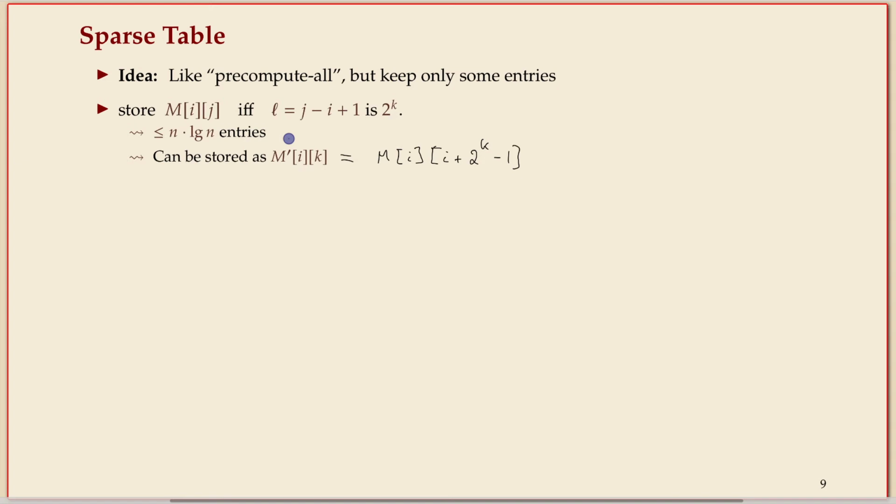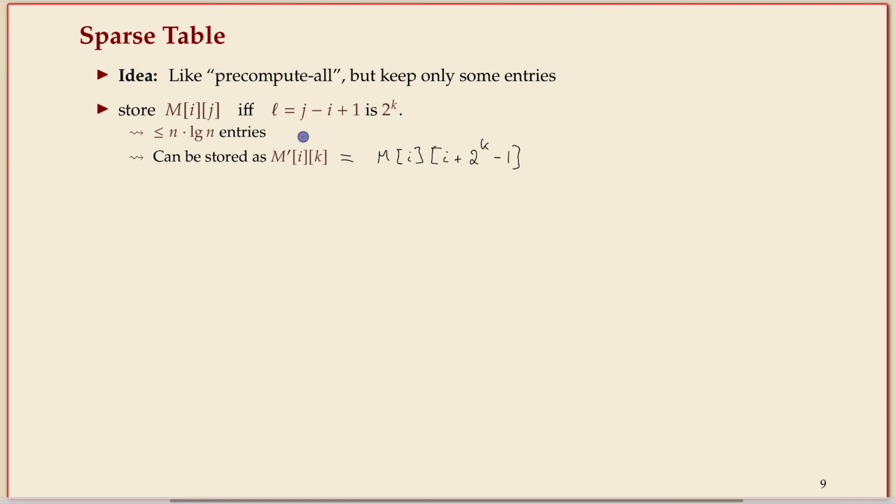If you count how many entries you have, for each starting position, there can be at most log n different powers of 2 that fit below n. After you've done that many, you would overshoot the length of the array, and so that cannot be a valid entry. So n times log base 2 of n is the size of this matrix now. And so you get down from quadratic to n log n. That's a substantial improvement.